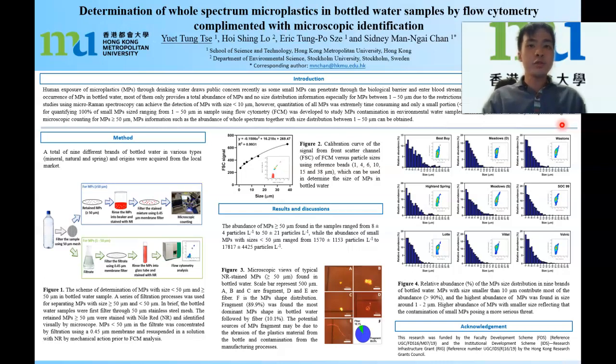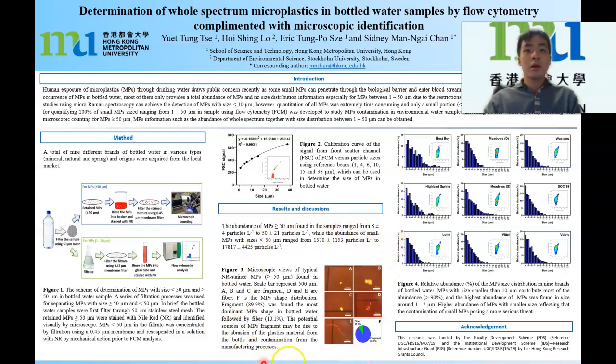Only a few studies use micro-Raman spectroscopy to analyze smaller microplastic. But these techniques are extremely time-consuming and only determine a small portion of the microplastic. In this research, we demonstrate the use of flow cytometry to rapidly quantify microplastic with size less than 50 micrometers. In combination with microscopic techniques, we can evaluate the abundance of the whole spectrum of microplastic.